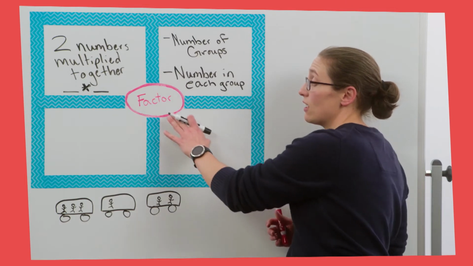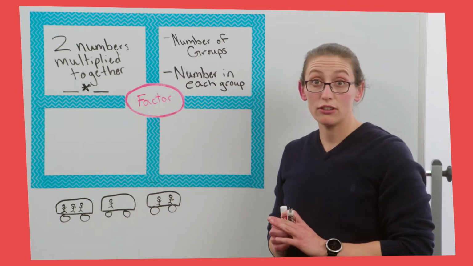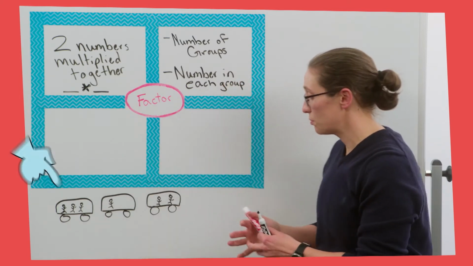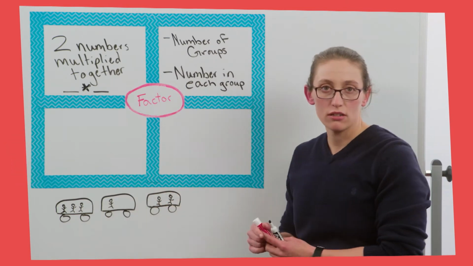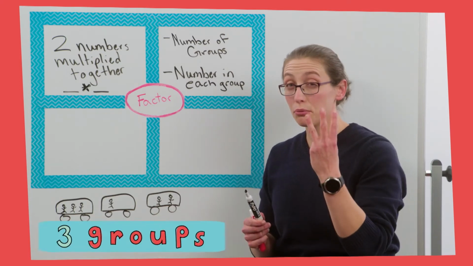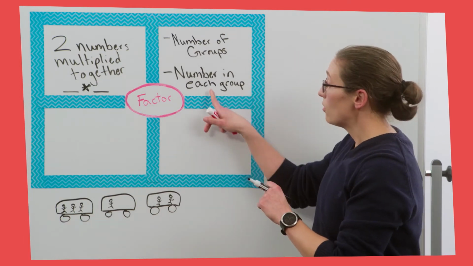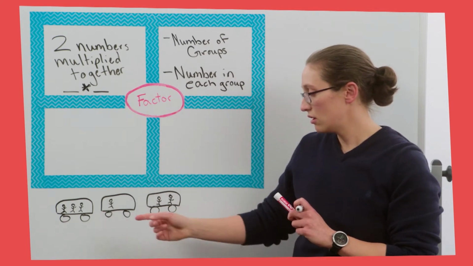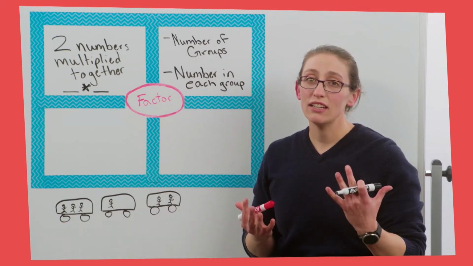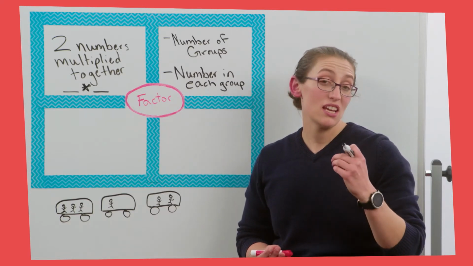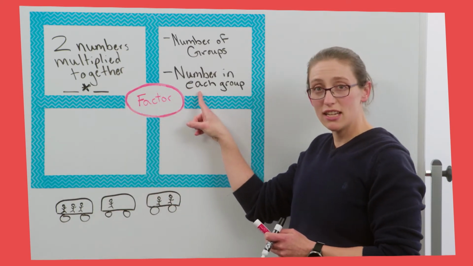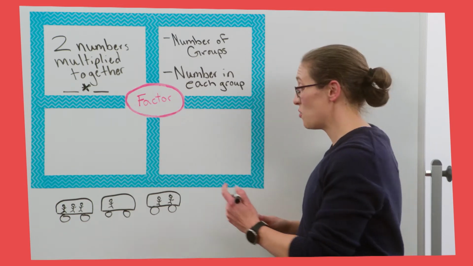The biggest thing when we're talking about factors is that we are going to be looking at equal groups. So let's look down at my train cars. You say, oh, I see 3 train cars, so I've got 3 groups. Now, what about the number in each group? What do you notice here? Right, they're unequal. That would be an issue if we're trying to figure out a factor, because the number in each group is unequal.